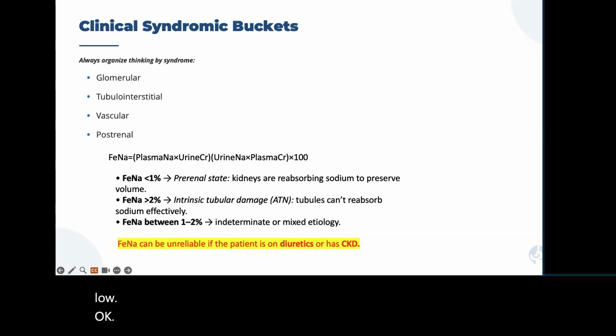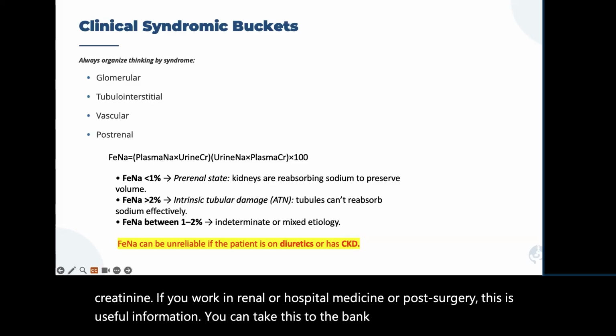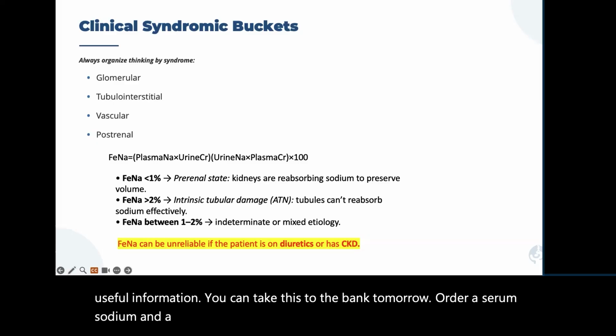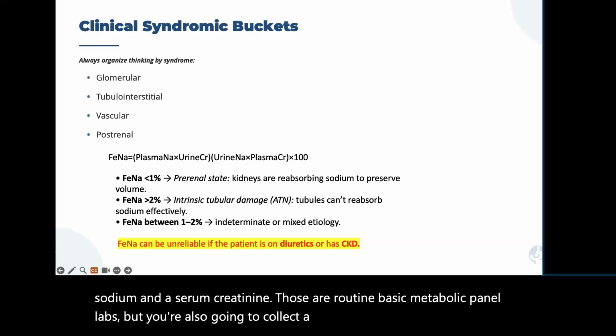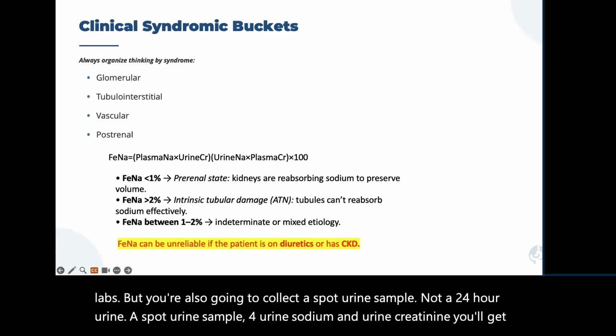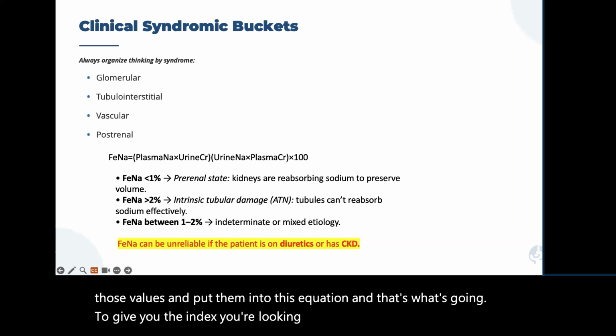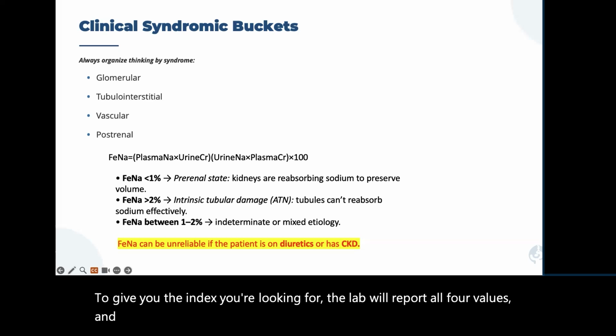So practically, how do you do this? You order a serum sodium and a serum creatinine. If you work in renal or hospital medicine or post-surgery, this is useful information. You can take this to the bank tomorrow. Those are routine basic metabolic panel labs. But you're also going to collect a spot urine sample, not a 24-hour urine, for urine sodium and urine creatinine. You'll get those values and put them into this equation, and that's what's going to give you the index you're looking for. The lab will report all four values, and then you will be able to figure out which bucket your patient belongs in.